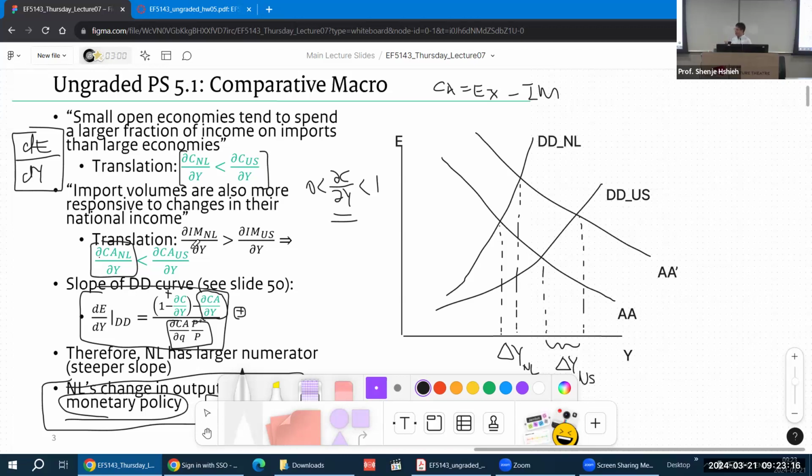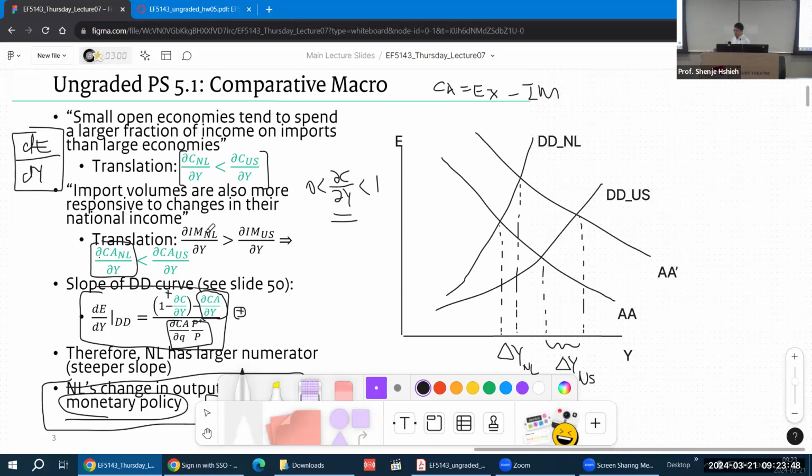Given that, we can actually make predictions about the effectiveness of certain policies. That's what we're doing, right? That's what we did. And what we did is we translated some sentences into comparative sensitivity terms. We conclude that domestic consumption is weaker for the Netherlands given a change in income, and their imports are stronger given a unit change in income.